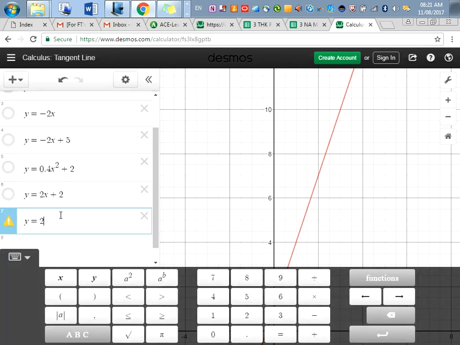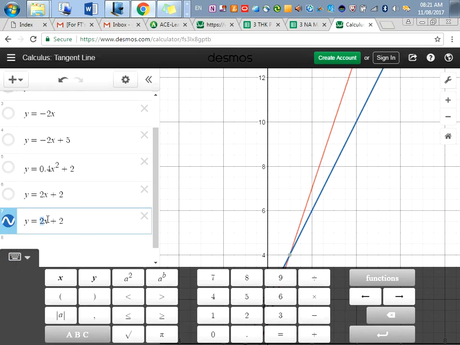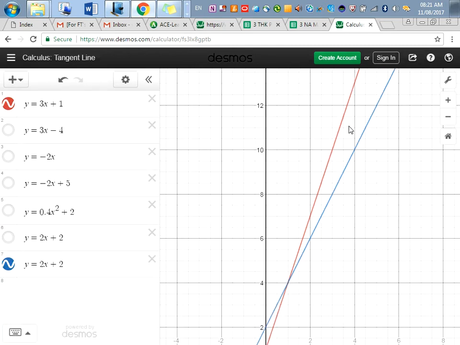Y equals 2x plus 2. Okay, now I have two graphs of two different colors. The red graph has a larger gradient. This 3 over here is larger than the 2 over here. Larger gradient means it is more steep. It is more difficult to climb the red graph than the blue graph.